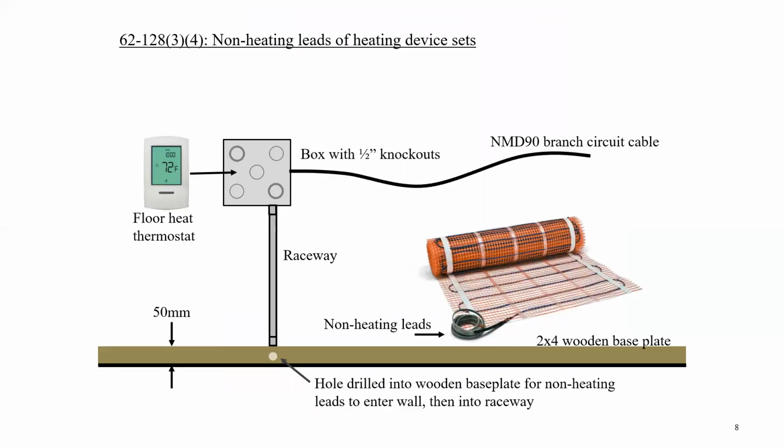62, 128, and Rules 3 and 4 are of interest when we are installing in-floor heating, and that's due to the requirement of a wire to come up through the floor plate and up to where the thermostat is located. And this is important because the raceway needs to be present. We cannot simply run wires and have them just sort of loose in the wall and then come into the floor.